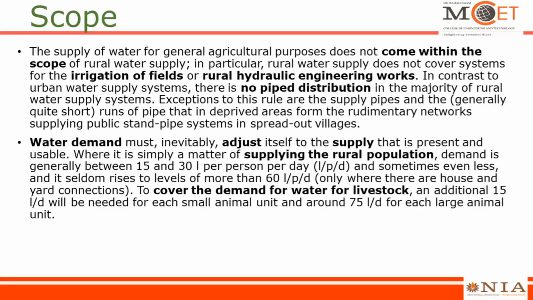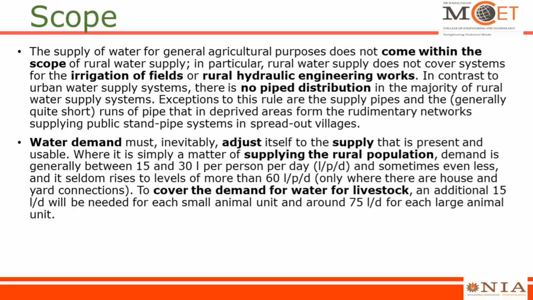In contrast to the urban water supply system, there is no pipe distribution in the majority of rural water supply systems. Exceptions to this rule are the supply lines and the generally quite short runs of pipes, that is, in deprived areas, the rudimentary networks supplying public standpipe systems in spread out villages. So generally in villages you don't have the pipe system. So there is a major distinction between the rural scheme and the urban water supply scheme.